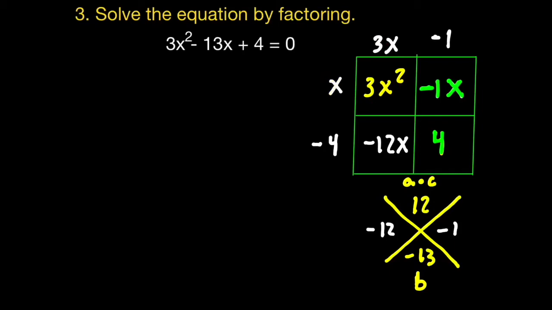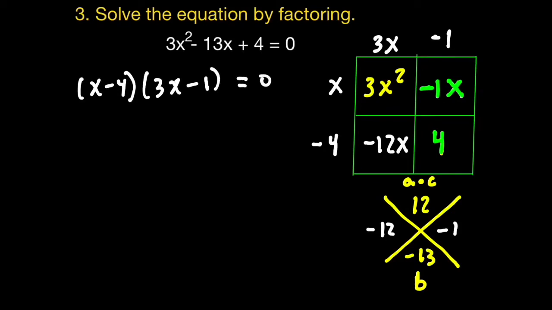And we can verify this quickly. x times 3x is 3x squared. x times -1 is -1x. -4 times 3x is -12x. And -4 times -1 is +4. That means that I can rewrite this trinomial on the left as x minus 4 multiplied by 3x minus 1, and that is equal to 0.